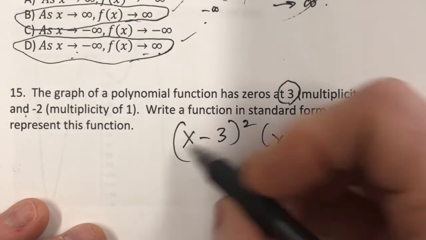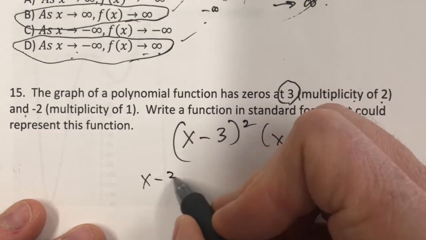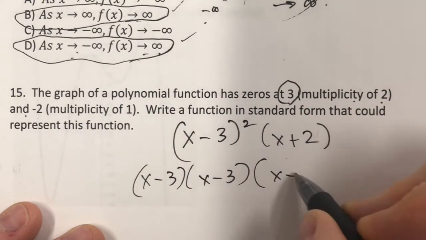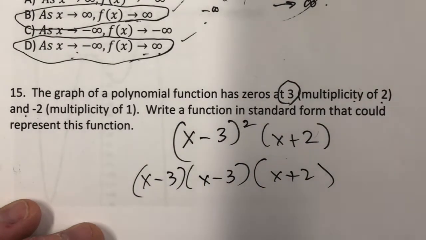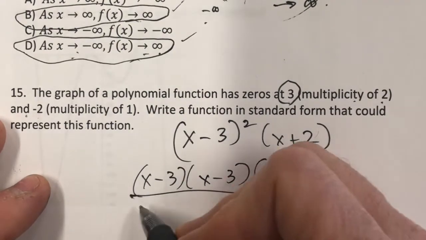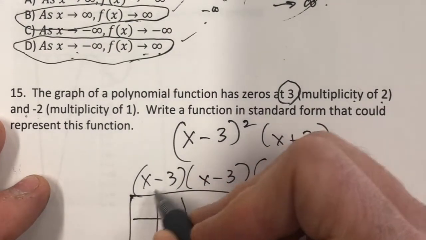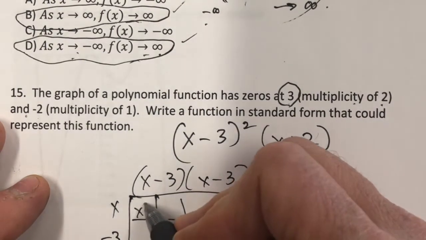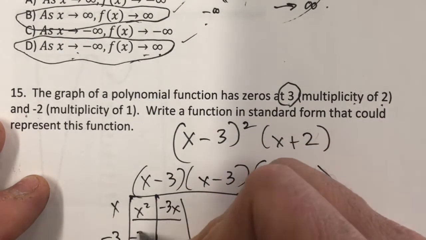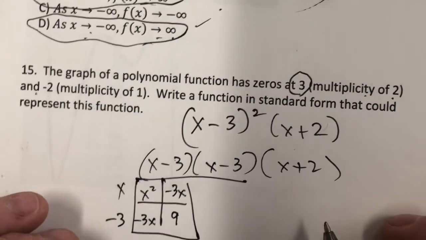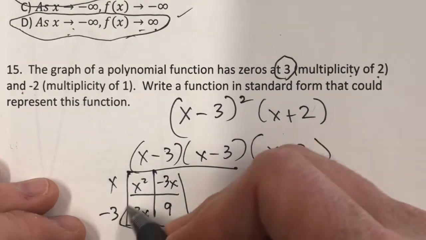Now all I do is I multiply these together. So this being squared means I'm going to have x minus 3 times x minus 3, that squared, times x plus 2. And I multiply all these together. When you multiply, you only can do 2 at a time. So let's do these 2 first. Let's make a box down here. And I'll put x minus 3 on the side here, and we'll multiply these 2 first. So that's going to be x squared, -3x, -3x, and -3 times -3 is a 9.